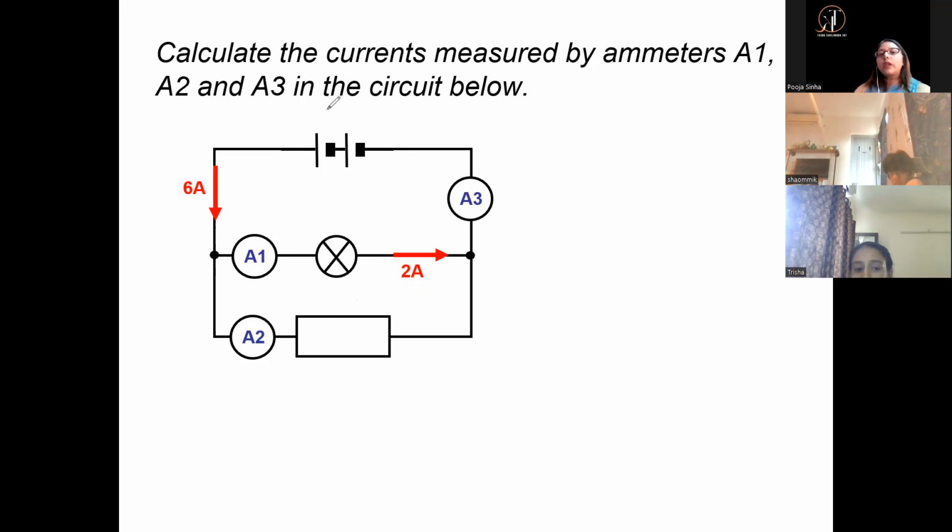Now you have to calculate the current measured by ammeter A1. How much current should be in A1? Here 6 is written and here 2 is written. So how much should it be here? How much should be in A1? 6. A1. Oh, wait, no, 2. Okay, how much should be in A2?